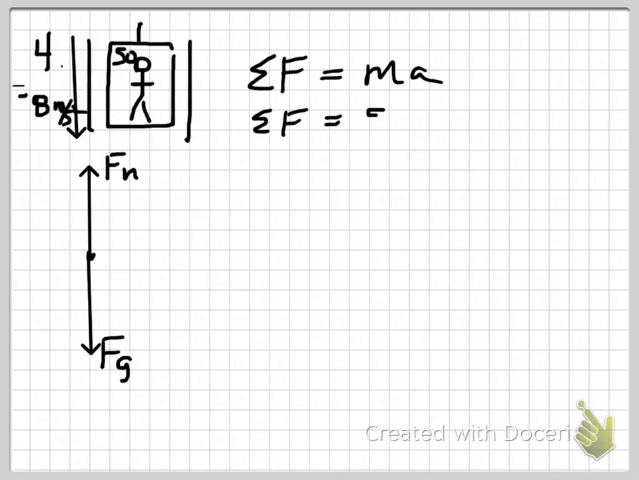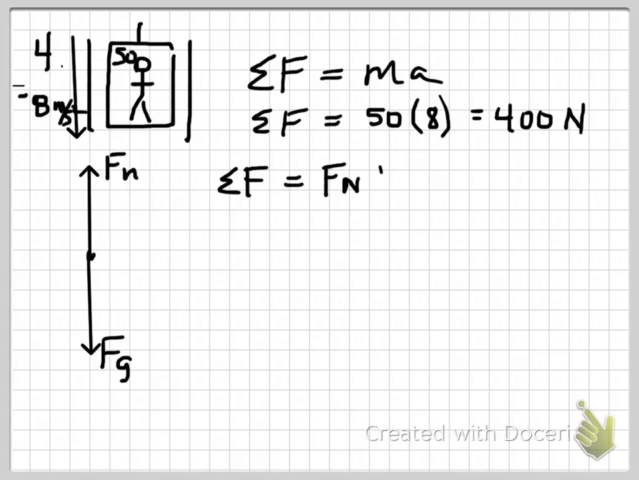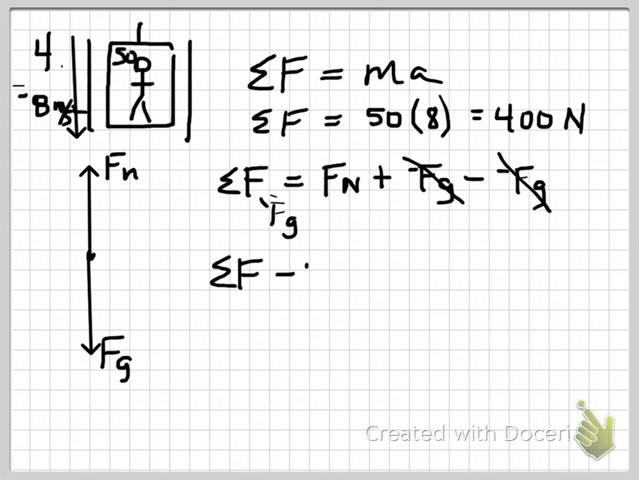The net force is equal to mass times acceleration, so we're going to find the whole force first by multiplying 50 times 8. That gives us 400 newtons. Then we're going to look at the net force of all the forces that are involved. We have your force normal plus the force of gravity. This time we're going to get force normal by itself by subtracting gravity from both sides.